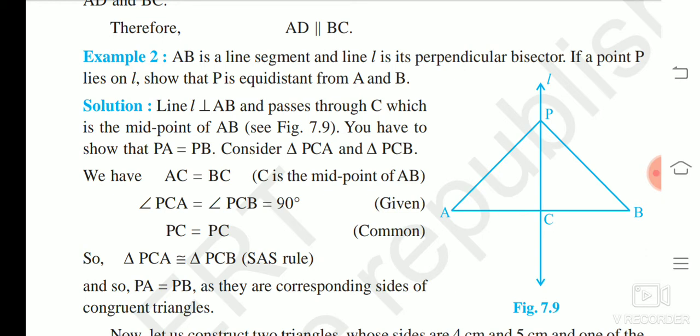Right. Now write the given statement. Line L perpendicular to AB and passing through C, which is the midpoint of AB. This thing you need to write. Now what do we need to prove? PA equal to PB. So now we are going to consider the congruence. In that we are going to use the SAS rule, in between two sides one angle.